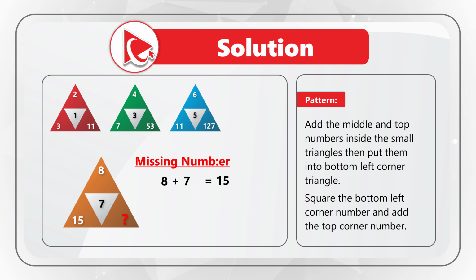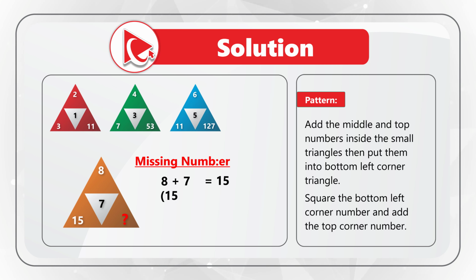And you can confirm this calculation by looking at 15 in the bottom left corner of the triangle. 15 square equals 225. And then based on this information, to find the missing number, we need to add 8, which is the number in the top of the triangle, plus 255, which is the calculated number. So the final number will be 233.